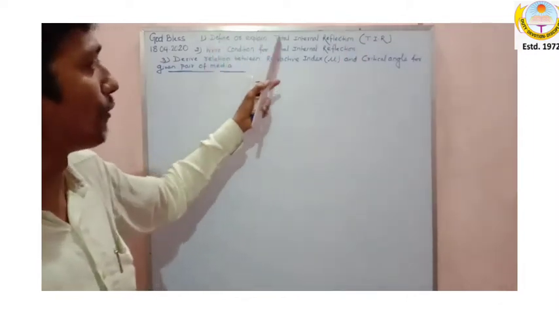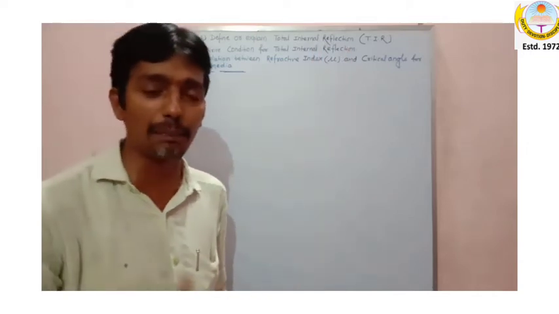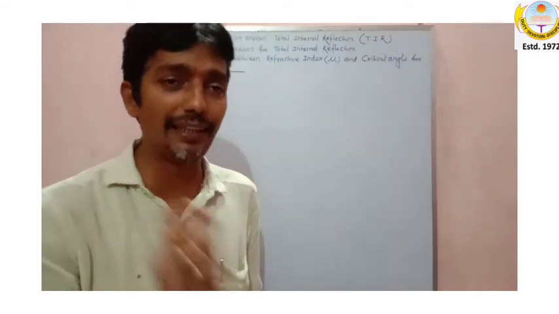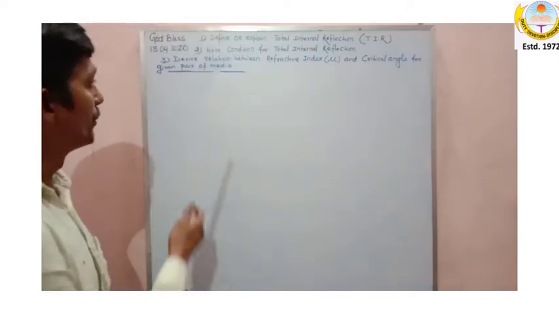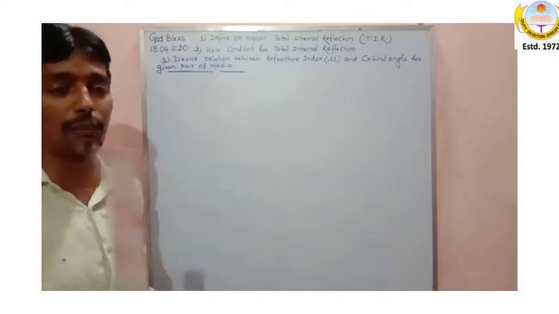Condition for total internal reflection. There is a condition. This is not happening at any moment. And third, what is the relation? You have to derive the relation which is used from the numerical point of view.